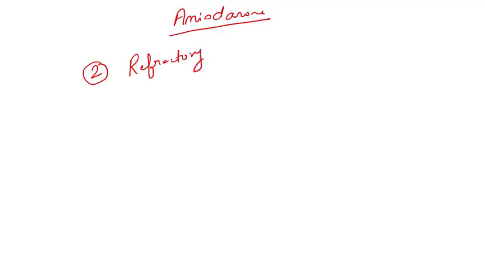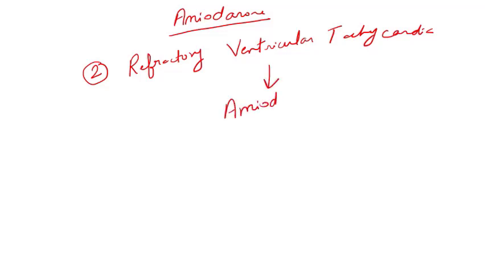Now, another indication of amiodarone. Amiodarone is the drug of choice for refractory ventricular tachycardia. For ventricular tachycardia, the drug of choice is lidocaine. But if ventricular tachycardia is refractory, then amiodarone is the drug of choice.